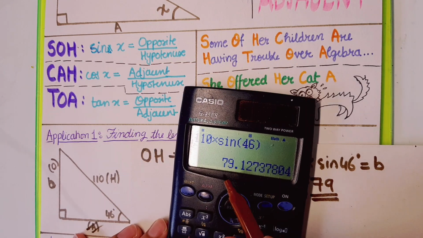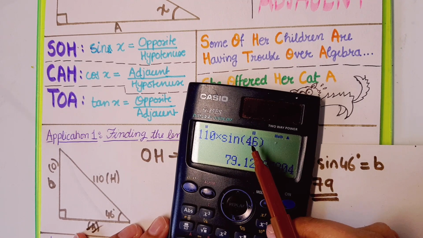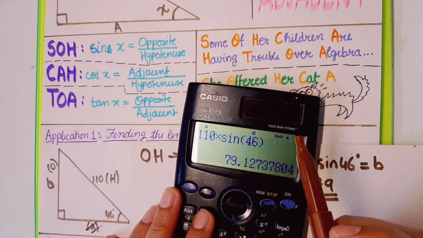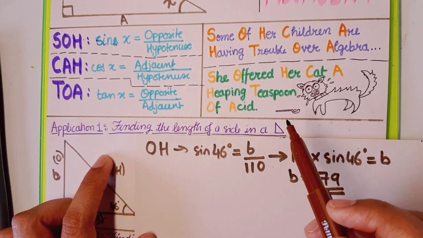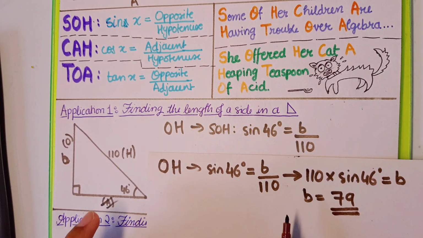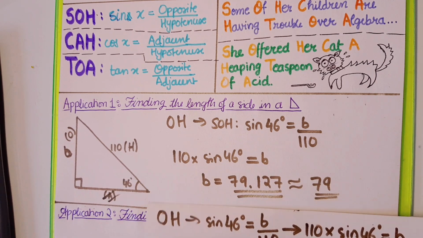And be careful to set your calculator to degrees and not radians. Otherwise, you'll get a different value here. So this was the first application, right? And this is to find the length of a side in a right-angled triangle.